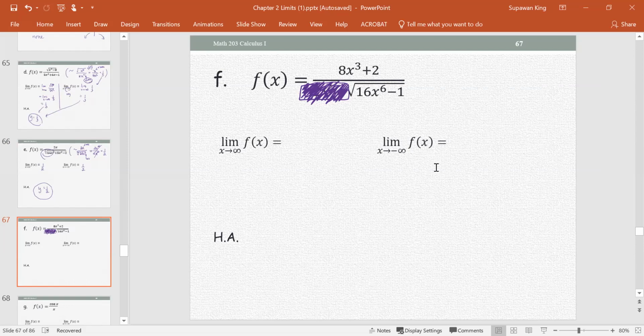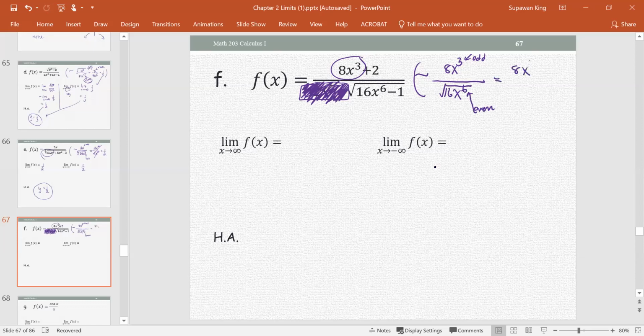So for this one, part F, we have 8x to the third plus 2, all divided by the square root of 16x to the 6 minus 1. The leading term in the numerator is 8x to the third, okay? The numerator has an odd power here. The denominator's leading term is very obvious, right? Square root of 16x to the 6. Inside here is the even power.